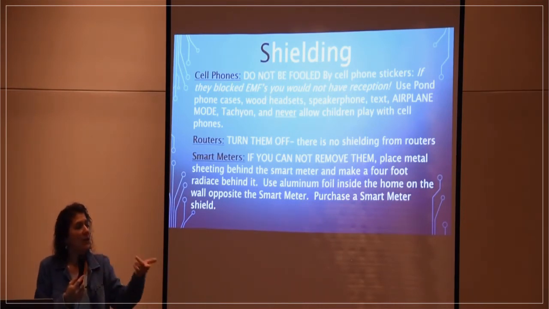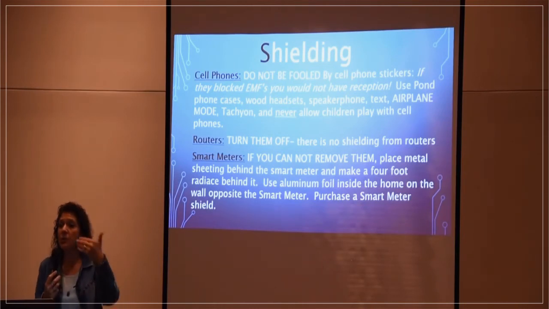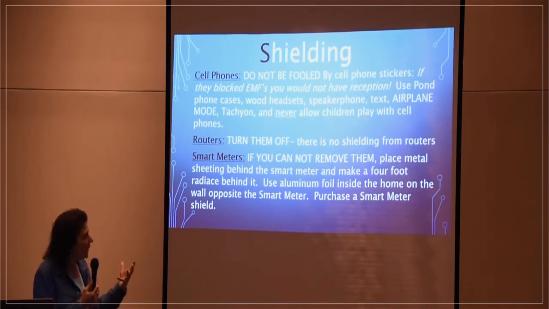But what page is it, Emily? 160. Okay, so page 160 is where you're going to find the picture of our smart meter protection in Wisconsin. But you can paint a metal paint and then paint over it for some pretty color, but that will also help you. And we'll talk about aluminum foil in a few minutes.